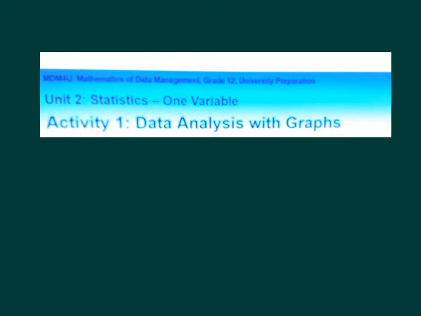So we're ready to start Unit 2 now, and Unit 2, as you can see, is statistics in one variable. So with one variable, we're going to just be measuring one thing at a time, and I'm going to go through some examples today to show you how we gather that information and organize it.